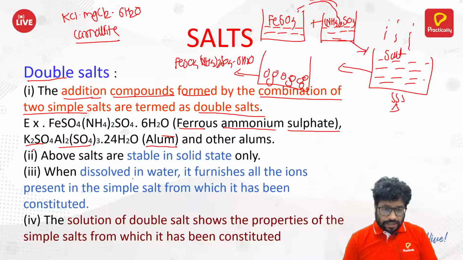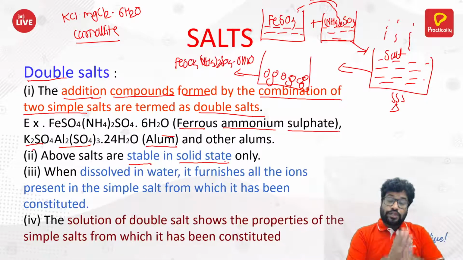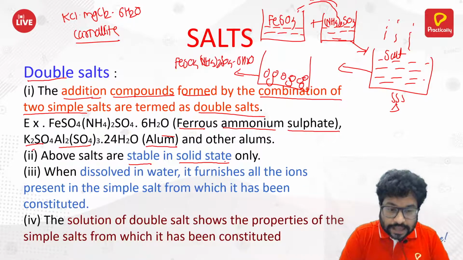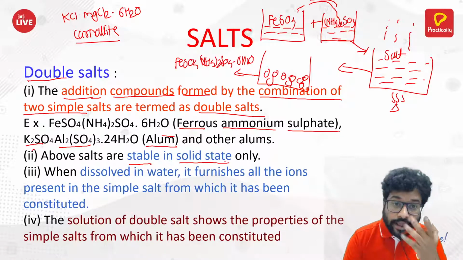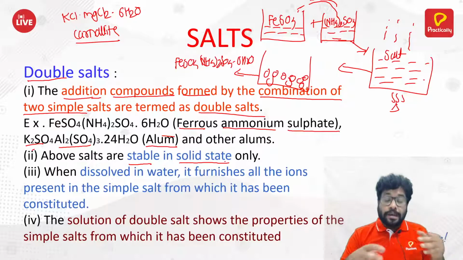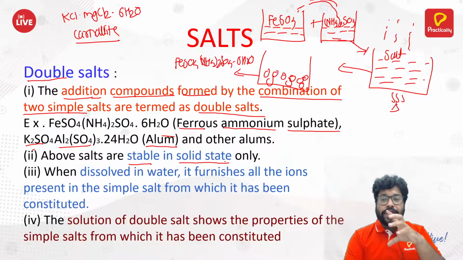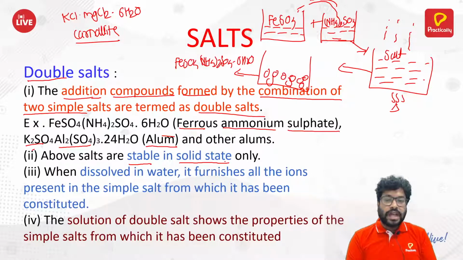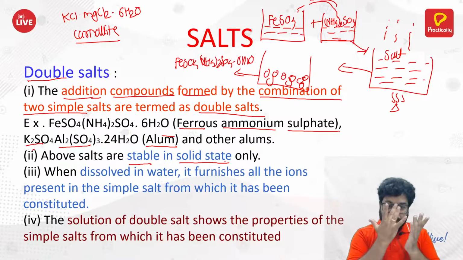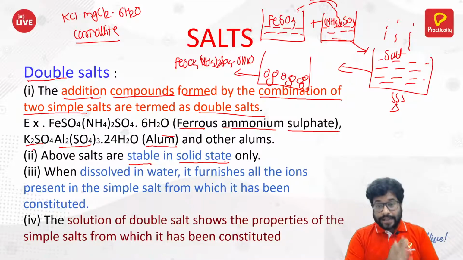All of these double salts are stable in the solid state only. What do I mean by that? As soon as you dissolve them in water, they will furnish all the ions from which they have been made. Basically, you can detect how many different types of ions your double salts are made from. Or I would say the aqueous solution of your carnallite or your double salt gives the test.